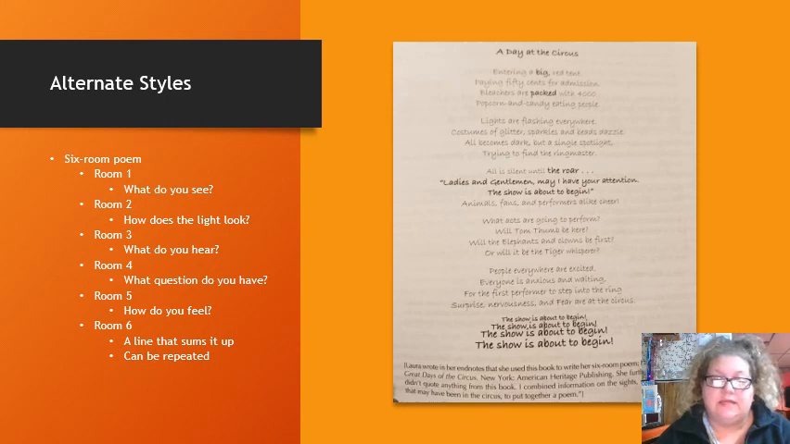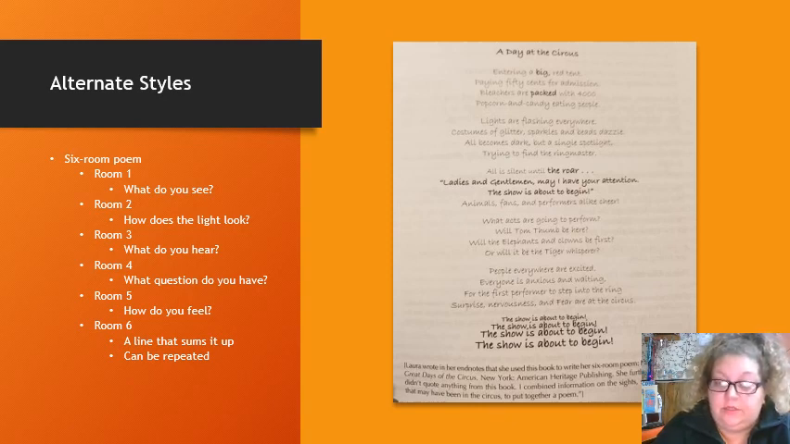Room 2, second stanza, how does the light look? So she's describing what the lights look like. The lights are flashing, but she also describes the glitter, the sparkles, the dazzle of the costumes. And you can just imagine the lights hitting on that glitter and sparkles and making them shine. But then everything's dark but the single spotlight. Room 3, what do you hear? You're going to describe there, if you're at the circus, what are you going to hear?